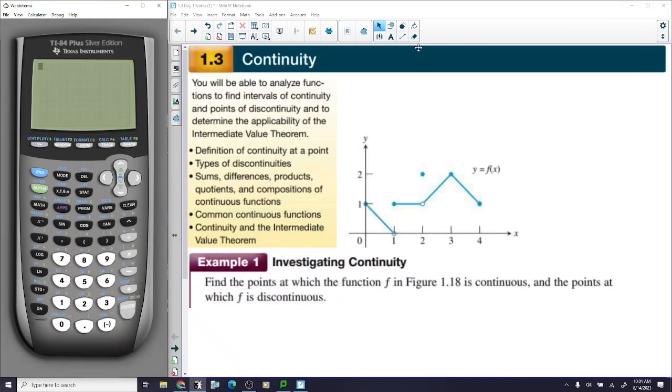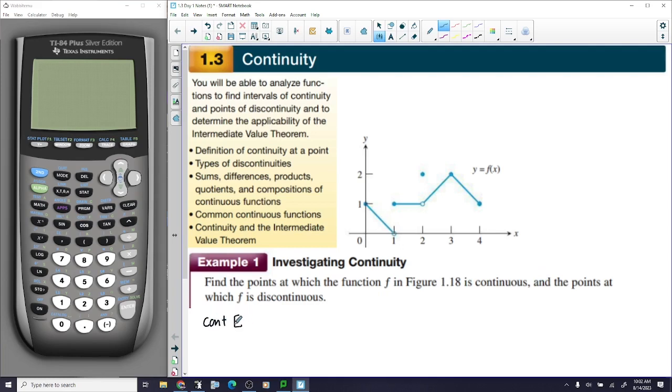This is section 1.3 on continuity. So here we have a graph from 0 to 4. And we have some points of continuity and we have some points of discontinuity. So in example 1, investigating continuity. Find the points at which the function f in figure 1.18 is continuous and the points at which f is discontinuous. So let's go continuous.